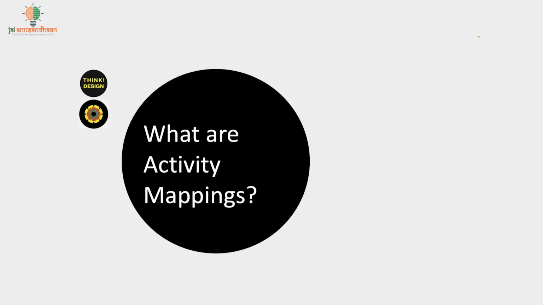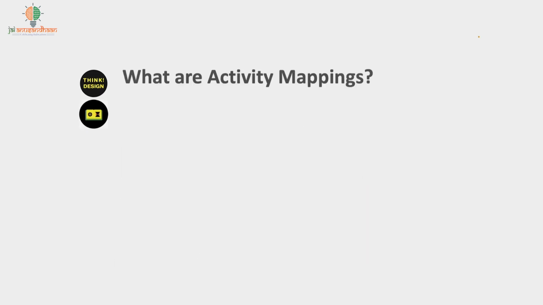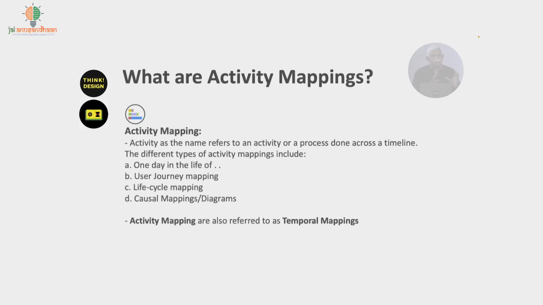So let's go on from artifact mappings to what are activity mappings. So activity mappings are activities or a process that happens across a timeline, again with respect to the topic that you're trying to do. So the different types are, you could do one day in the life of a person or an object. You can do something called user journey mappings. That means that when he's starting from activity A to B, you map out all the factors. Life cycle mappings or causal mappings. So we'll look at examples for each one of them.